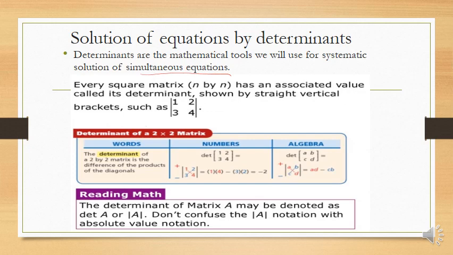If this is the given matrix with values 1 2 3 4, the determinant of a 2 by 2 matrix is the difference of the products of its two diagonals. You multiply 4 with 1 and 3 with 2, and subtract them. This value is called the determinant. Or if we have a b c d, then the determinant is ad minus cb. It can be denoted with this symbol.